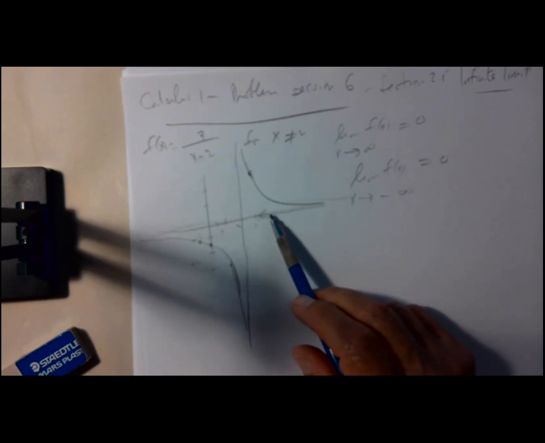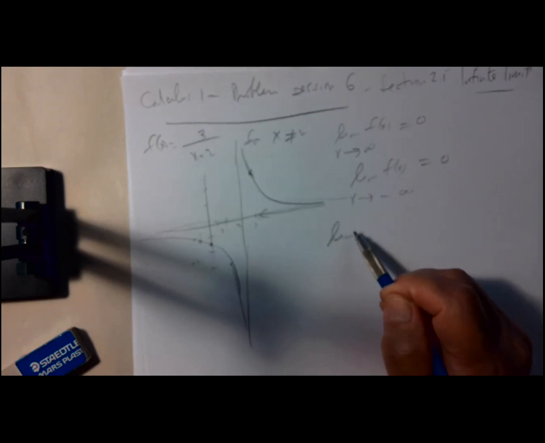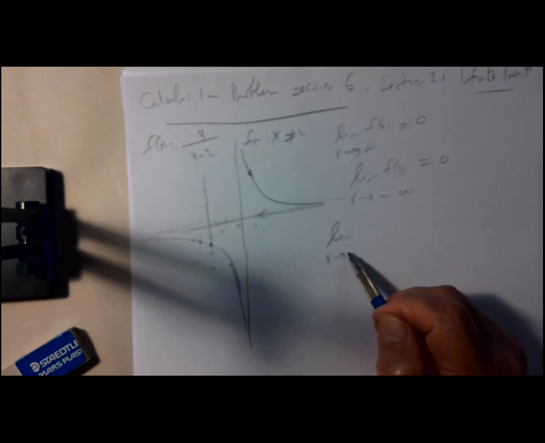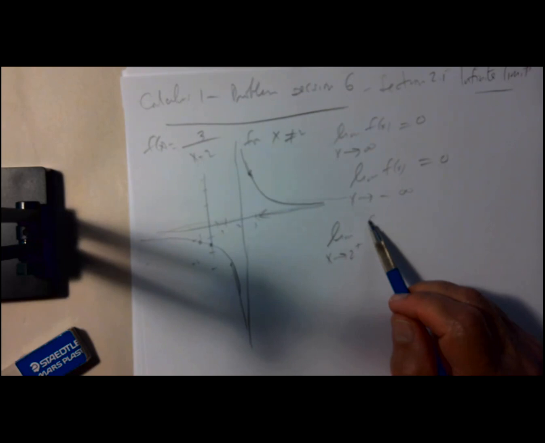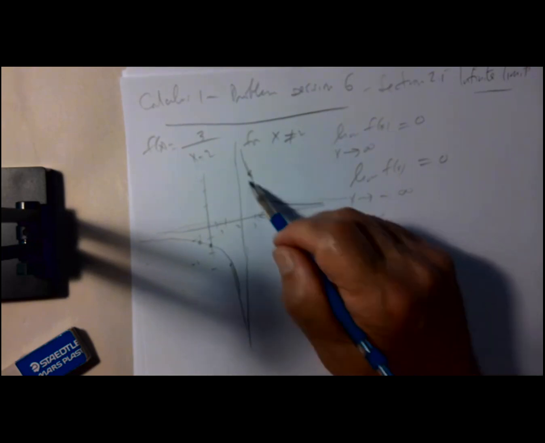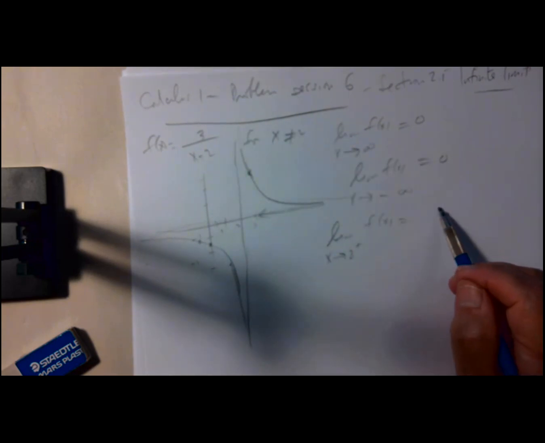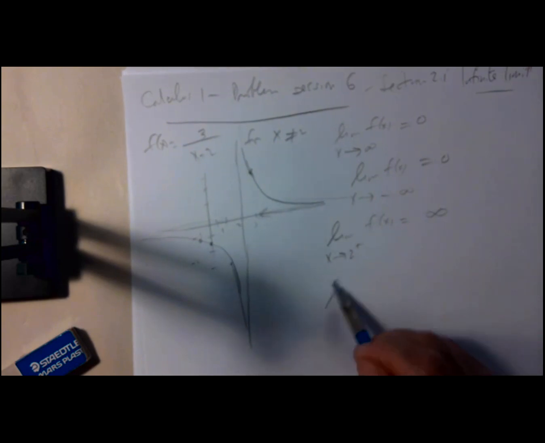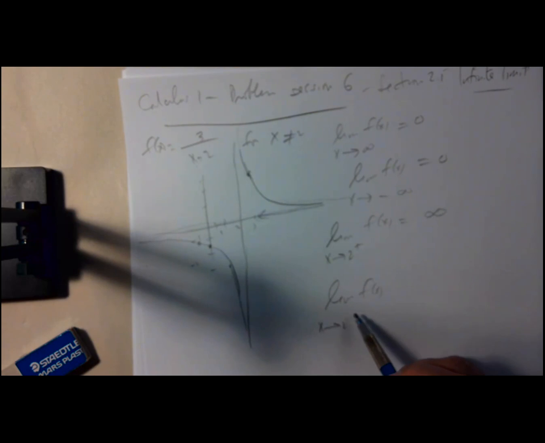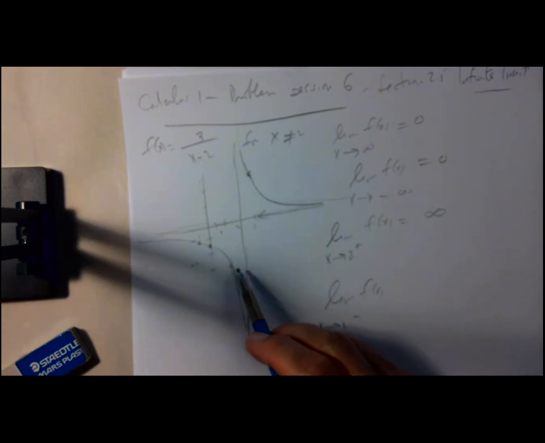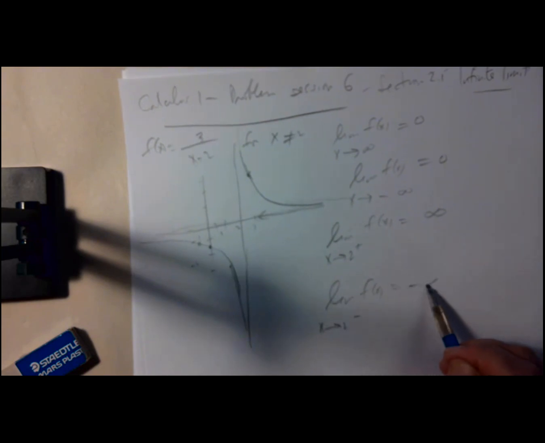If you approach 2 from the right, that's the one-sided limit. X approaches 2, I write a plus sign there. That means x approaching 2 through values greater than 2. Function is going up like this. This is going to plus infinity. But the limit of f of x as x approaches 2 from the left, for values less than 2, you're going to minus infinity.